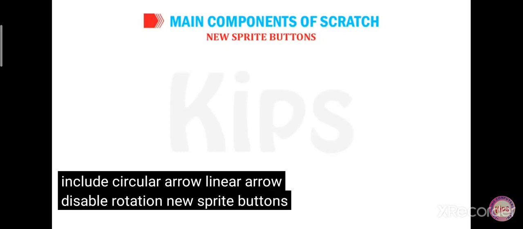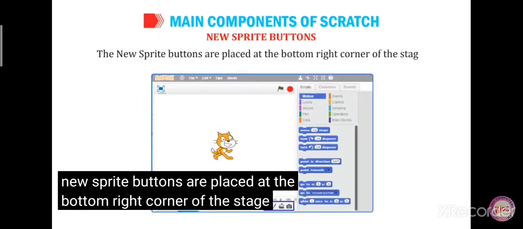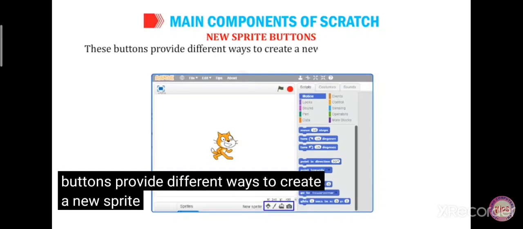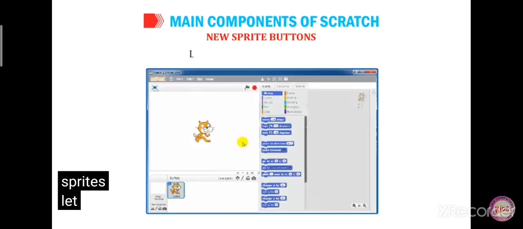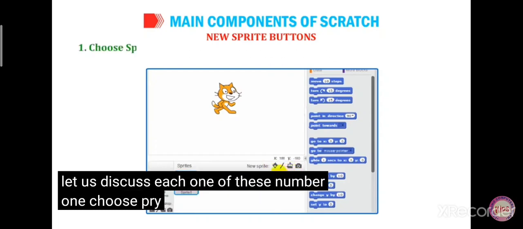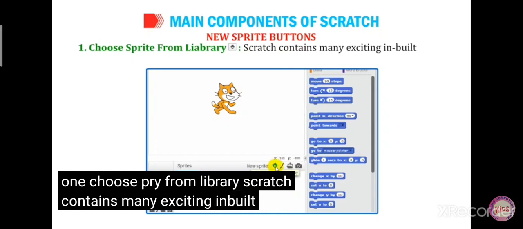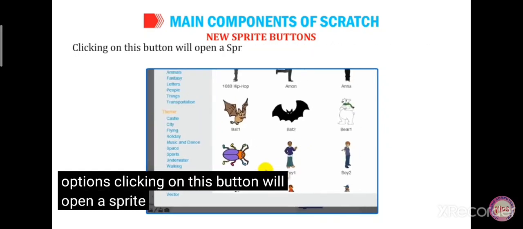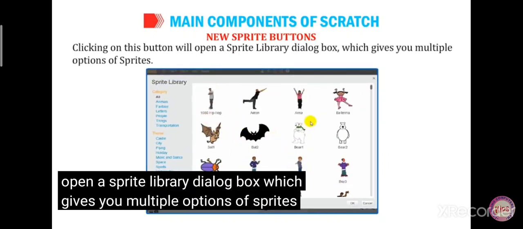New sprite buttons. The new sprite buttons are placed at the bottom right corner of the stage. These buttons provide different ways to create a new sprite, import and use the available sprites. Let us discuss each one of these. Number 1. Choose sprite from library. Scratch contains many exciting inbuilt sprite options. Clicking on this button will open a Sprite Library dialog box, which gives you multiple options of sprites.